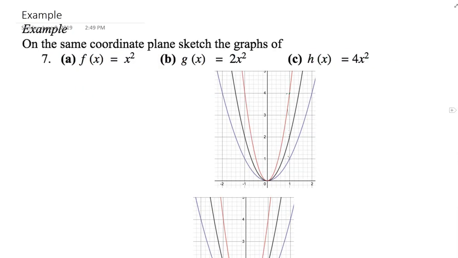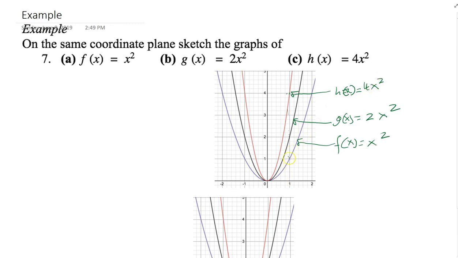In this case, we're looking at the graph of f of x equals x squared. And then look at g of x, our black curve here. G of x is equal to 2 times x squared. And then h of x is equal to 4 times x squared.